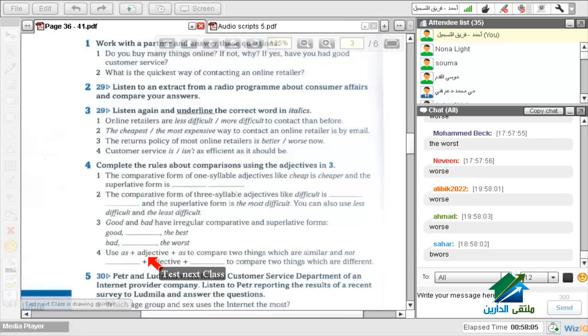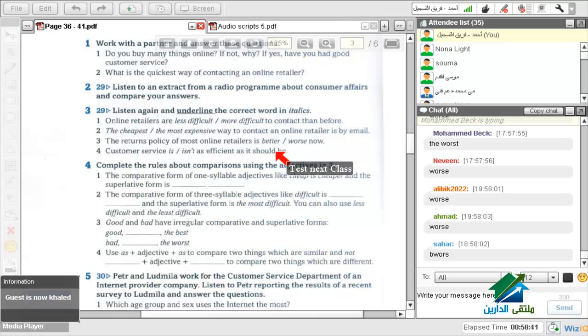So use as plus adjective, like what we had, isn't as efficient as it should be. Adjective and as to compare two things which are similar and not. As plus adjective plus as to compare two things which are different. Okay? Like here, customer service and should be.